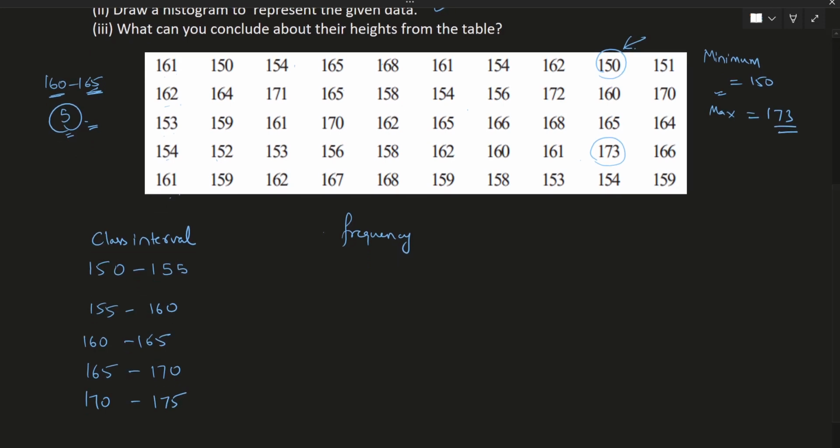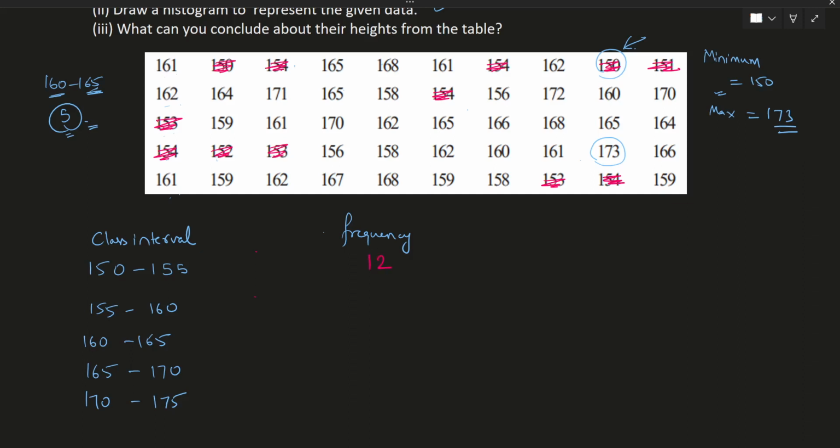Now let's start counting. For every class interval, let's take a different color. First I'll take this one for 150 to 155 and shade those values. First 1, then 2, 3, 4, 5, 6, 7, 8, 9, 10, 11 and 12. So this comes out to be 12.